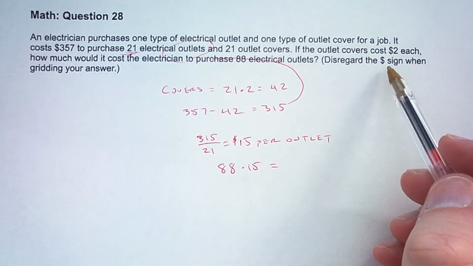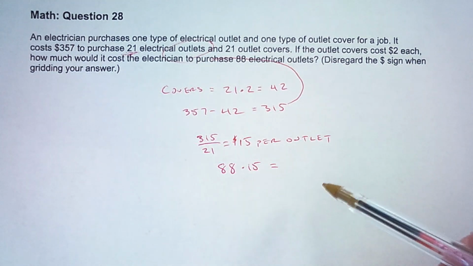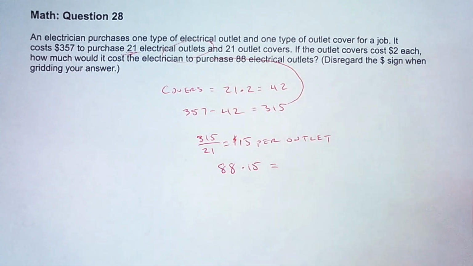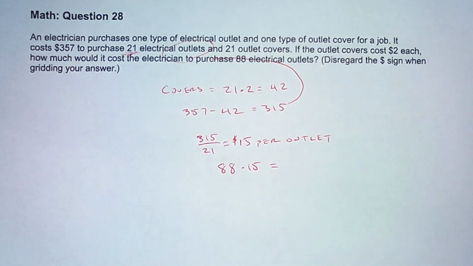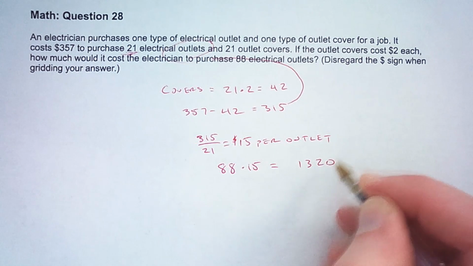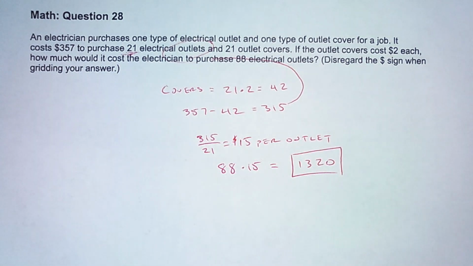When we grid in our response, I don't have a grid here in front of me, but in the grid, we would not use the dollar sign, so I won't put that in my answer. 88 times 15 is 1,320, so it costs $1,320 to purchase 88 outlets.